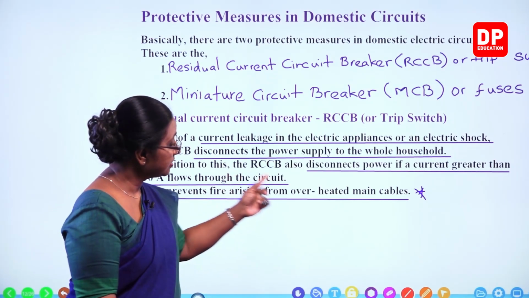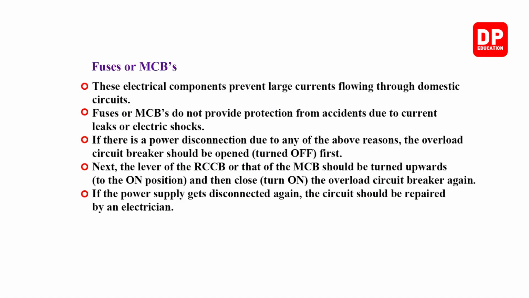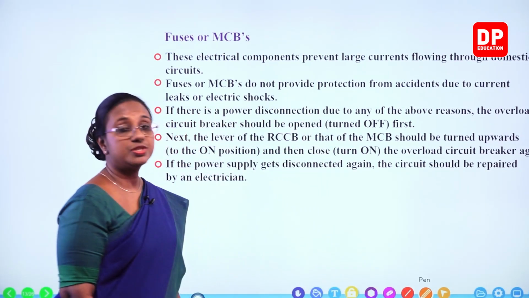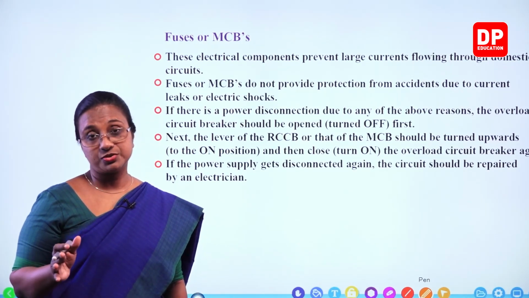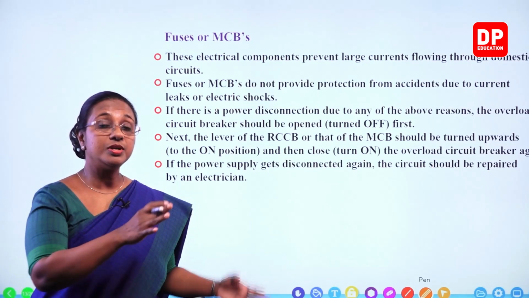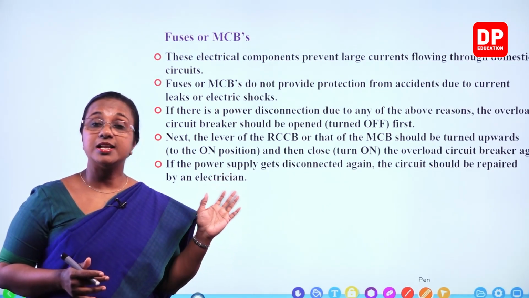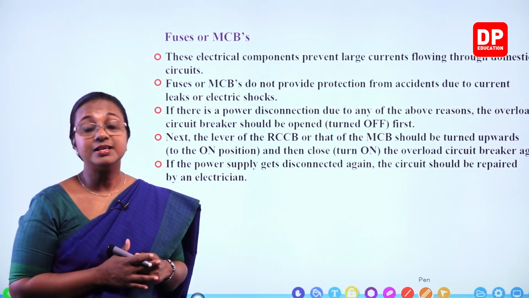So, with that, students, I am going to move on to the next slide. Fuses or MCBs, the second type of protection. You are familiar with this as well. Now, the fuses or MCBs are present inside the distribution box. You know that. The household is divided into different areas, and there is the lamp circuit or the lighting circuit as well as the plug circuit.